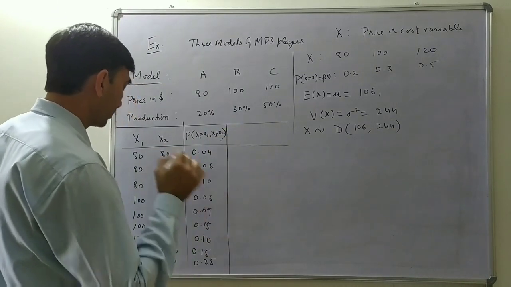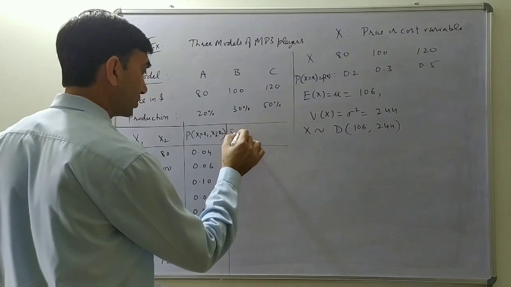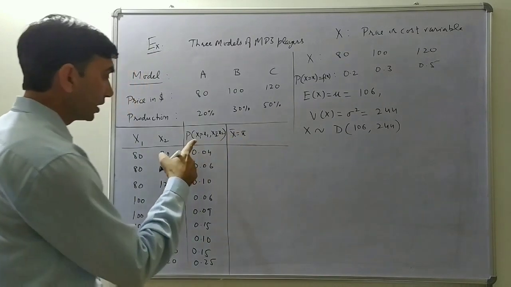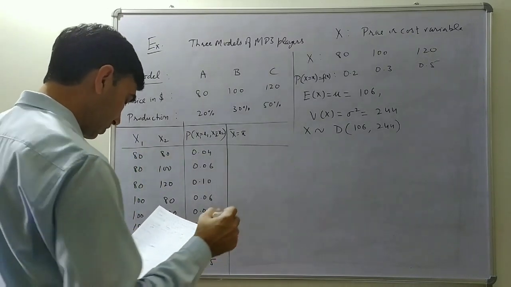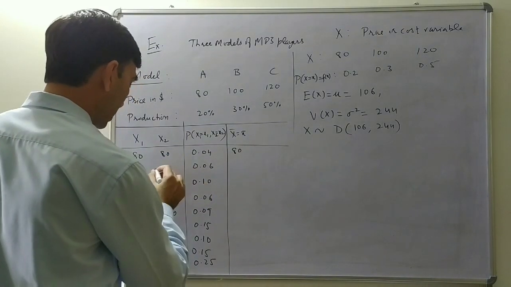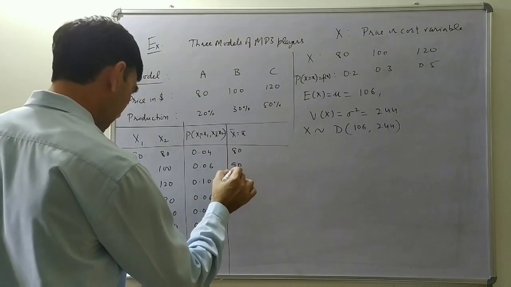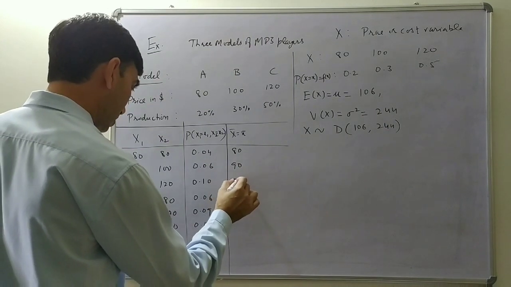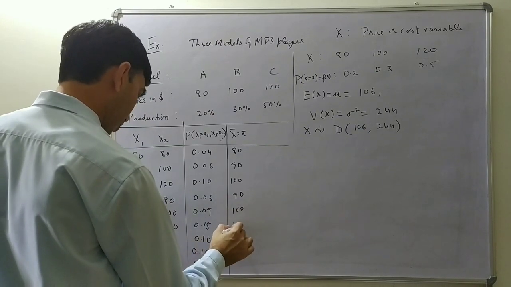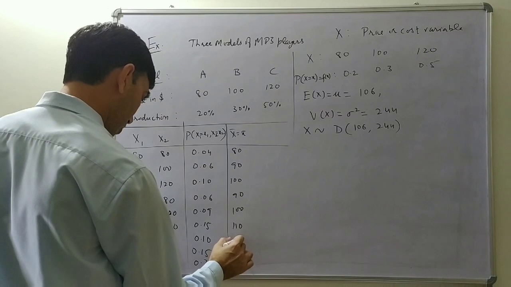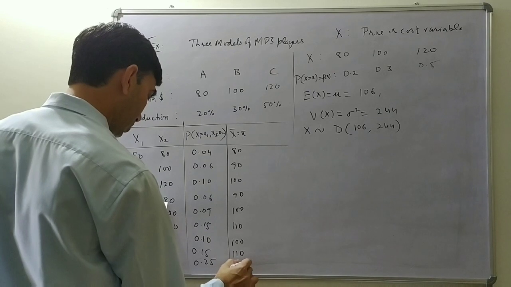Now let's calculate mean value of X1, X2 means x bar values. X bar values means X1 plus X2 divided by 2. So what are those values? 80 plus 80 divided by 2 means 80. Then 80 plus 100 divided by 2, 90. Likewise, you can write other values, 100, 90, 100, then 110, 100 again, 110, and 120.